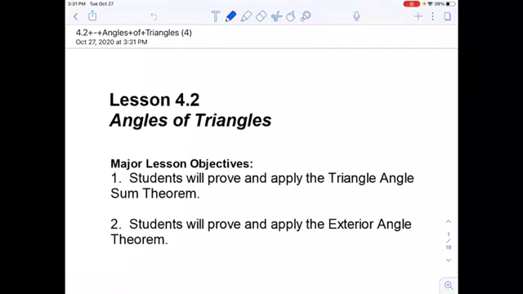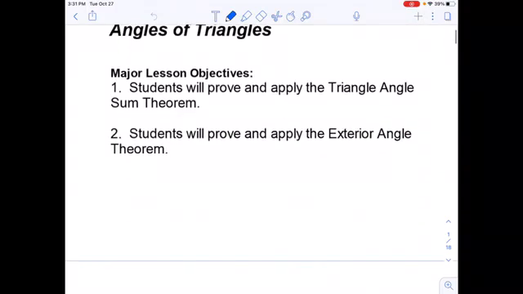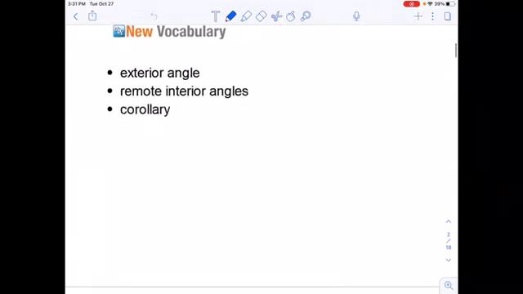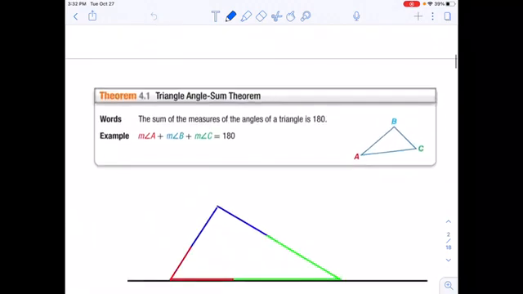Hello, today we are covering lesson 4.2, angles of triangles. You guys will be able to prove and apply the triangle angle sum theorem and prove and apply the exterior angle theorem. We have 3 new vocab: exterior angle, remote interior angles, and corollary.